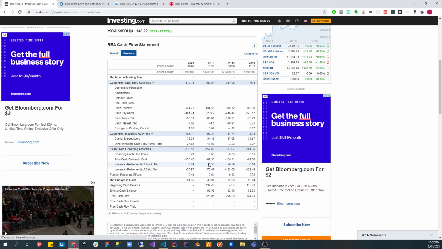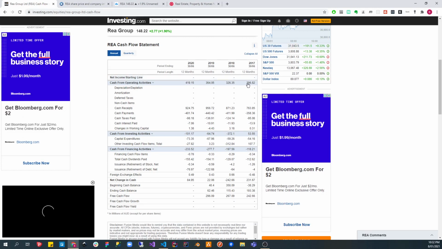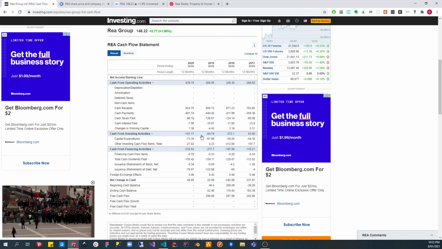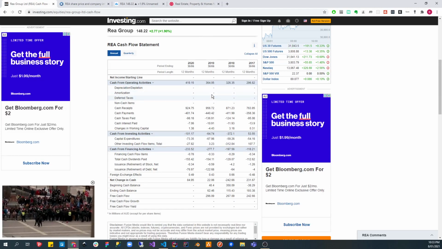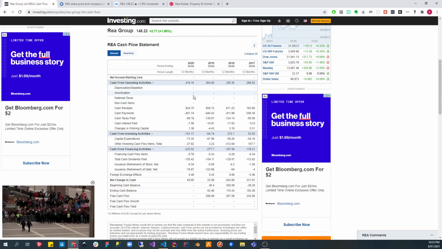All right, so cash from operating activities. Let's go annual. Yeah, it's looking good. It's making money year on year. This is one of those companies where, if you have a broader idea of what the Australian property market is like, you can have a good grasp of why the cash from operating activity is increasing.